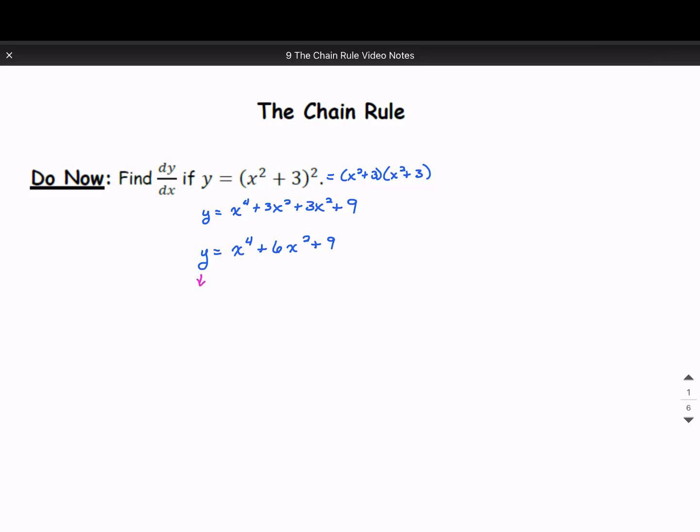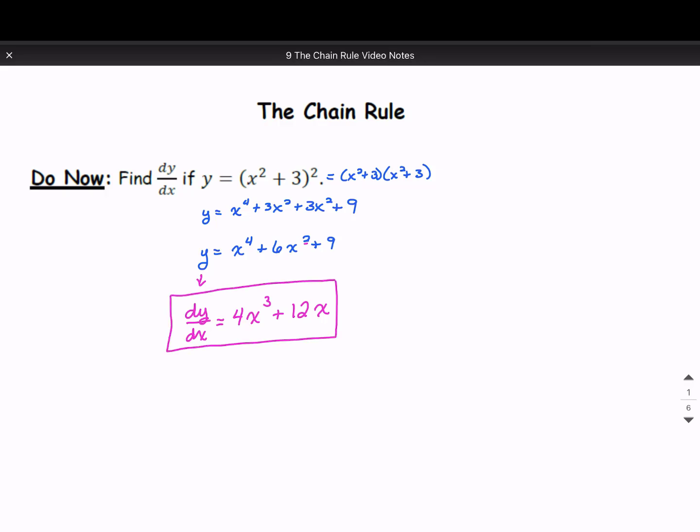The derivative of y is called dy/dx. It equals the derivative of x to the fourth, which is 4x, decrease the exponent by 1, so it's cubed, plus, make sure that 2 is multiplied by the 6, 12x, our new exponent is 1, so we don't need to write it, and the plus 9, the derivative of that is 0. And this is a perfectly good answer.